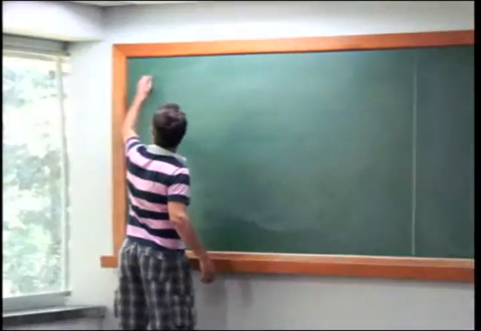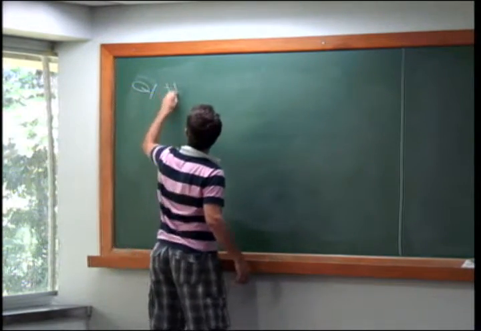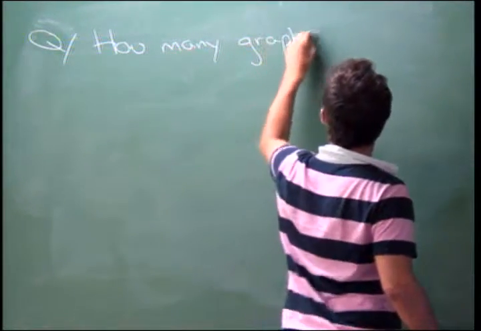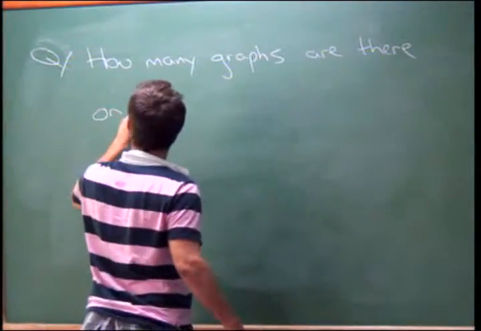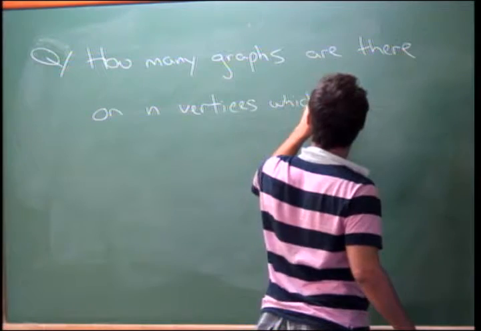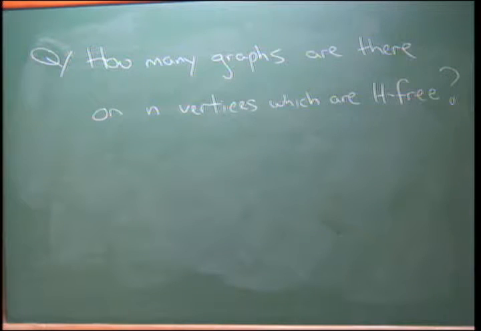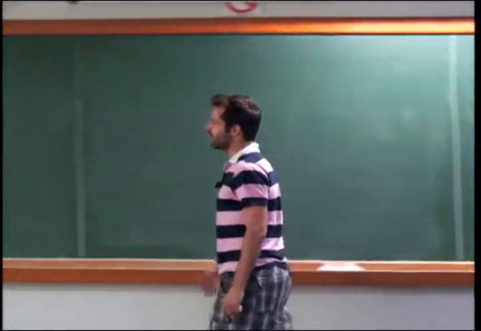Anyway, so let me tell you about, so here's a question. How many graphs are there on n vertices which are H-free? Okay. So H is some graph, and I want to know how many graphs on n vertices don't have a copy of H. So give me a lower bound.